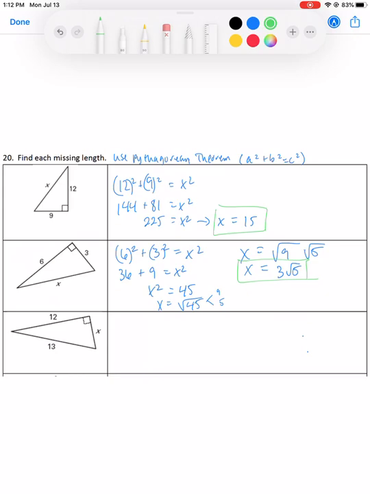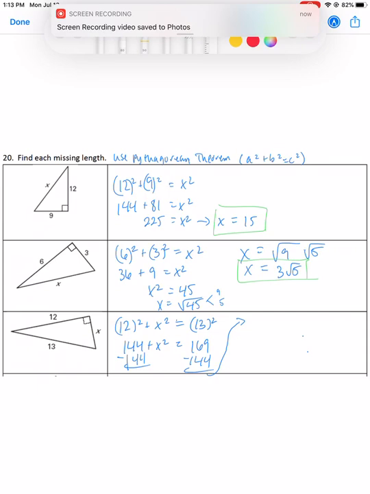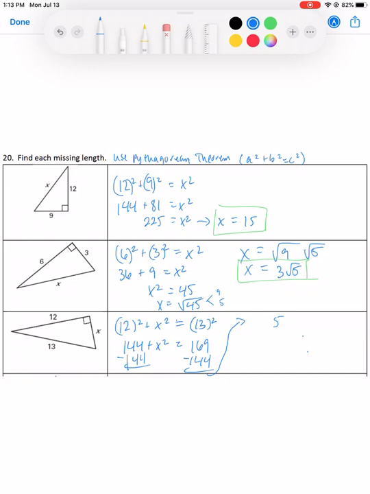The next one is 12 and 13. Now 13 is the hypotenuse, so we have to do 12 squared plus x squared equals 13 squared. 12 squared is 144 plus x squared equals 169, which is what 13 squared is. We subtract 144 from both sides, and our answer is going to go up here. 9 minus 4 is 5. 6 minus 4 is 2. So we have 25 equals x squared. Okay, so that means that x is going to equal 5.